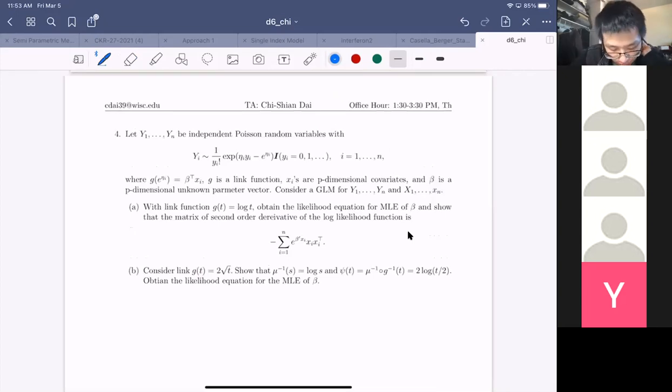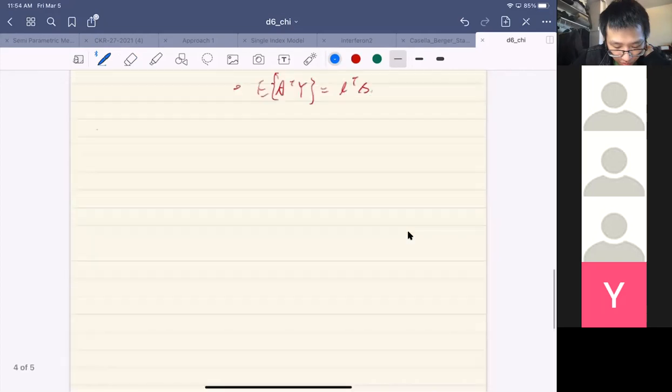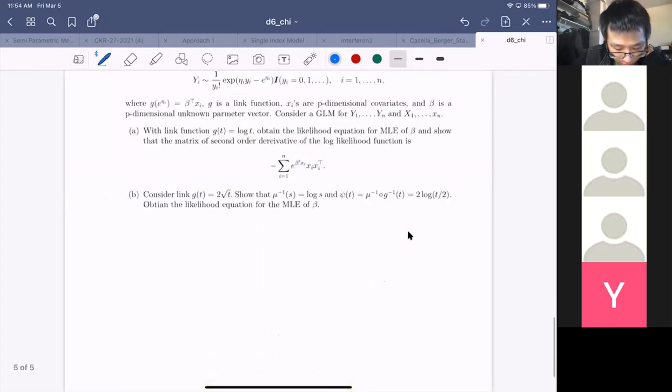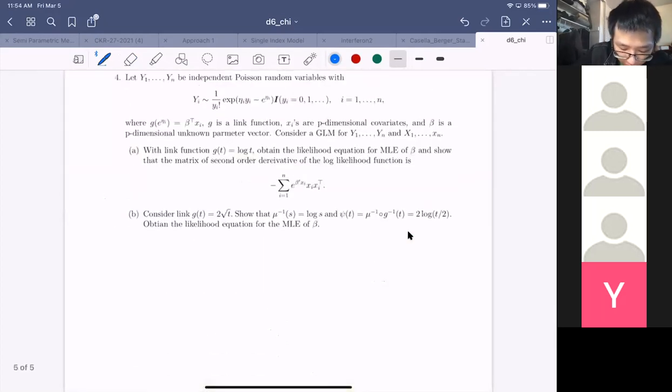So I tried to do this question in the homework. I was a bit confused about a couple of things, but maybe you will clarify. The first one is when they say obtain the likelihood function. Do they mean likelihood really, or log likelihood is fine, or do they really want the likelihood function equation?